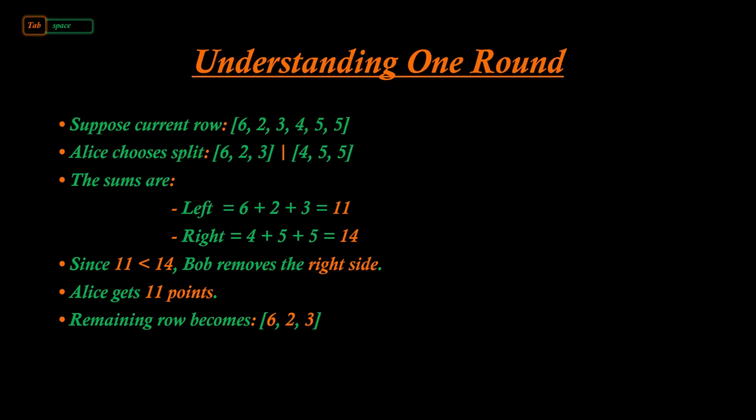The next round therefore starts with the stones 6, 2, and 3. Notice something very important here. The discarded stones are completely irrelevant after this point. The entire future game depends only on the surviving contiguous portion. This is the structural property that makes interval dynamic programming possible.